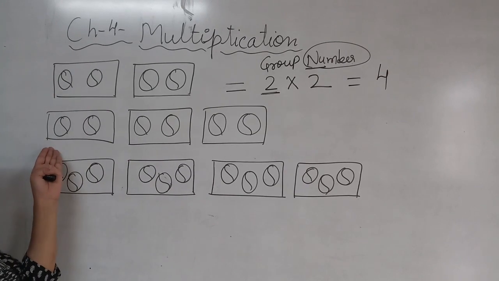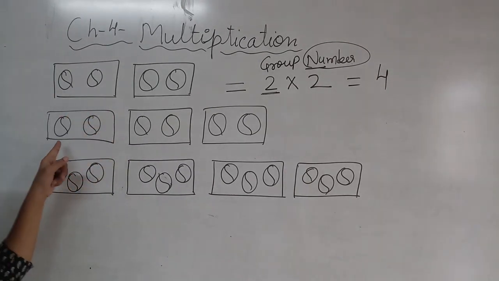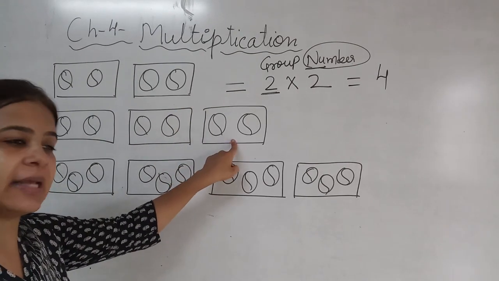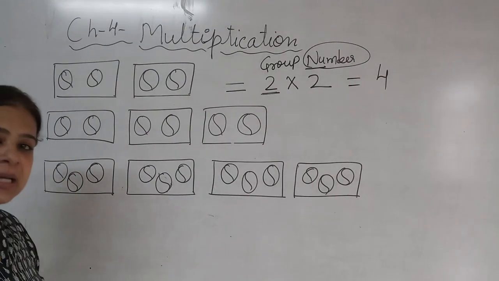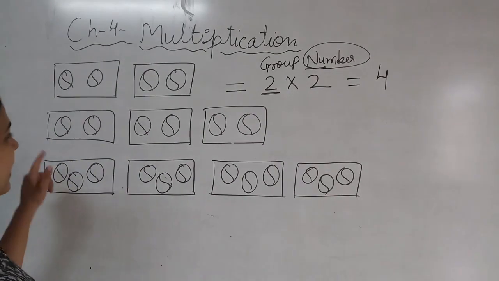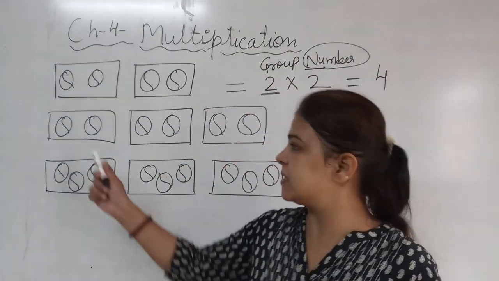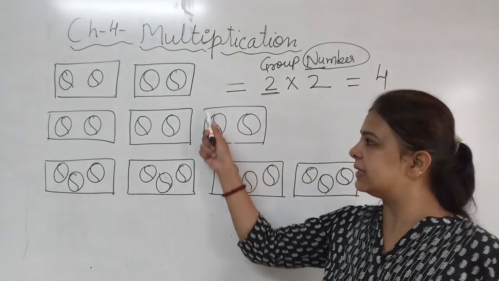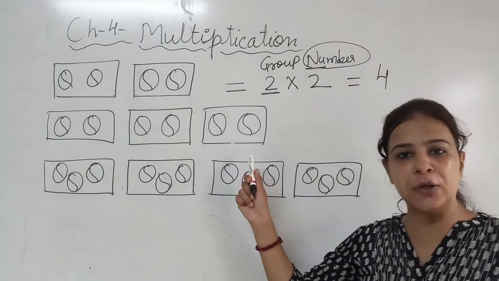Right? Now coming to the second example. Here 2 marbles, again 2 marbles in one group, then the third group. So how will I write it in the multiplication sentence? First I will count the number of groups. See, this is one group, this is second group and this is third group. Means 1, 2 and 3 groups.